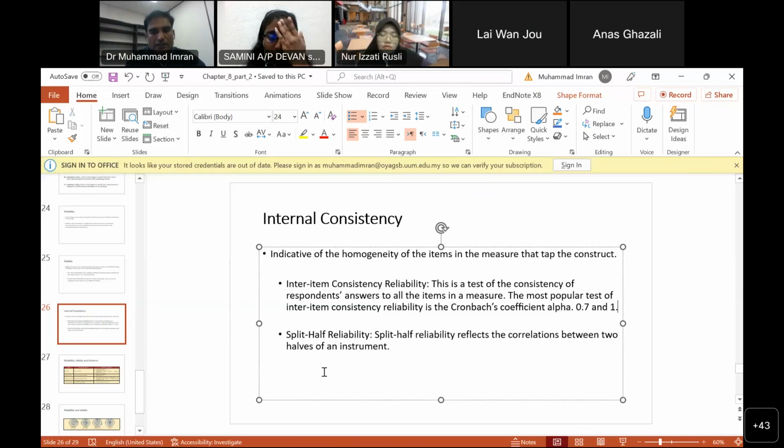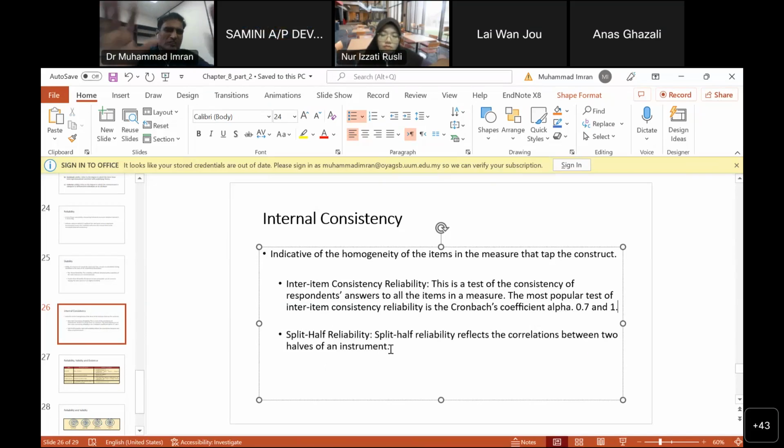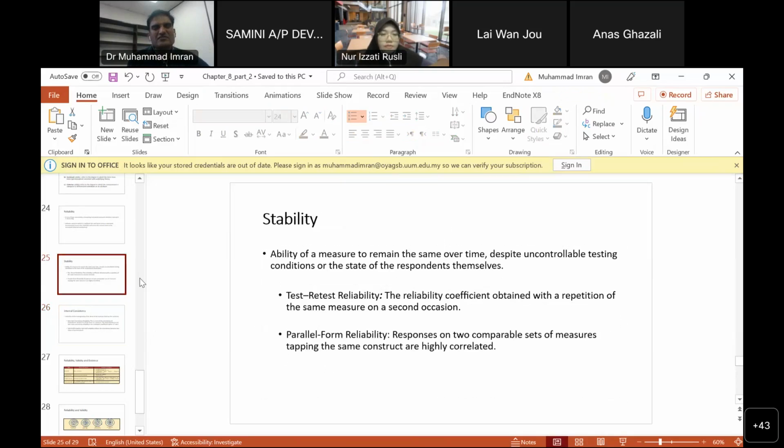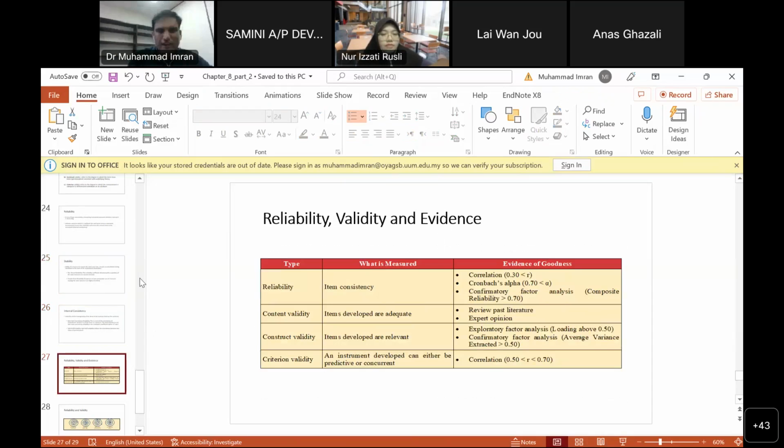Anyway, split-half reliability reflects the correlation between two halves of an instrument, maybe the first half and the second half. Okay, don't get confused about these things. When I do the data analysis, then we can discuss. It's so early to discuss reliability and consistency. You must know the basic meaning of reliability and validity. What is validity and what is reliability? Hold for a while. Just the reliability and validity evidence.